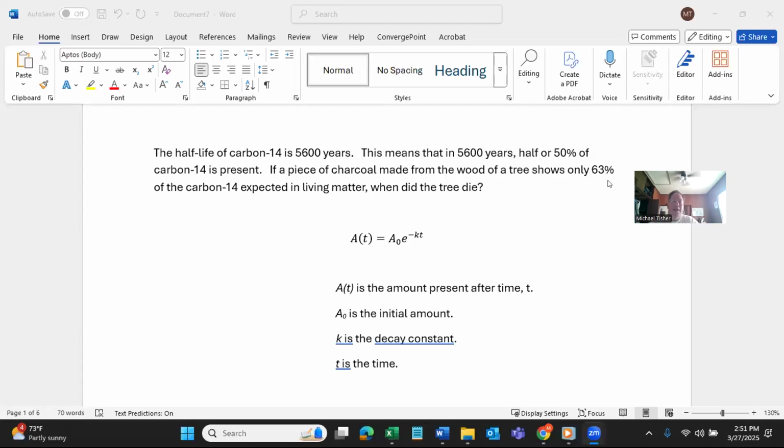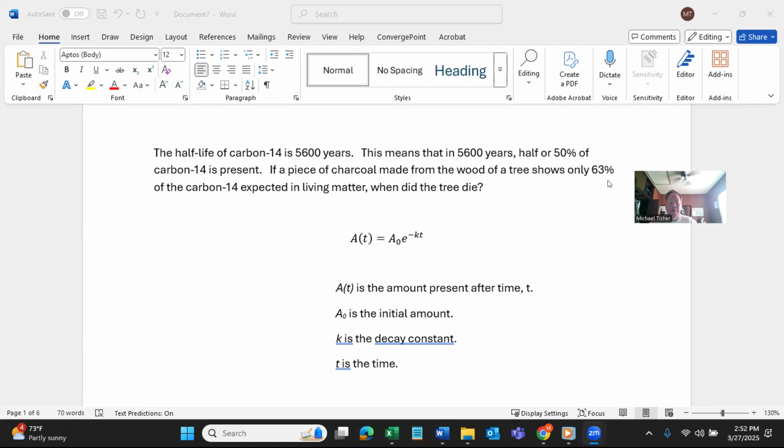Hello, everybody. Today, we're going to do this problem about half-life. Here, we are given that the half-life of carbon-14 is 5,600 years. Amazing, isn't it? So this means that in 5,600 years, half or 50% of carbon-14 is present.